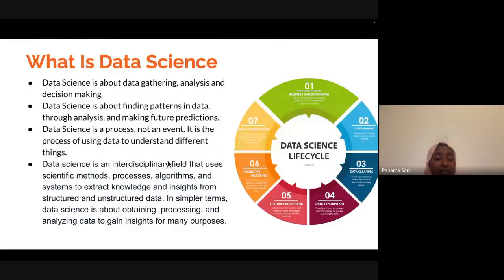And it is an interdisciplinary field that uses scientific methods, processes, algorithms, and systems to extract knowledge and insights from structured and unstructured data. In simpler terms, it's about obtaining, processing, and analyzing data to gain insights for many purposes. So almost all of this is talking about the same thing. Data science is you gather data, you do some analysis, and you make some predictions out of the analysis you make. So I would like to explain in detail what this data science life cycle means.